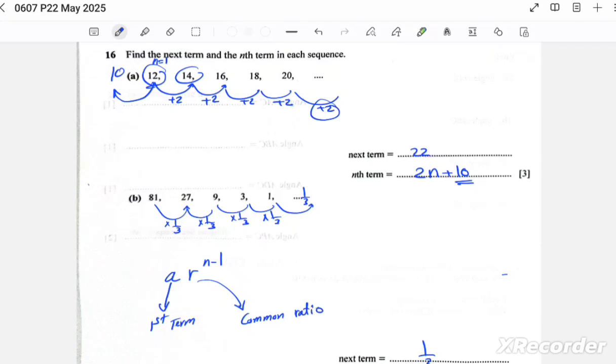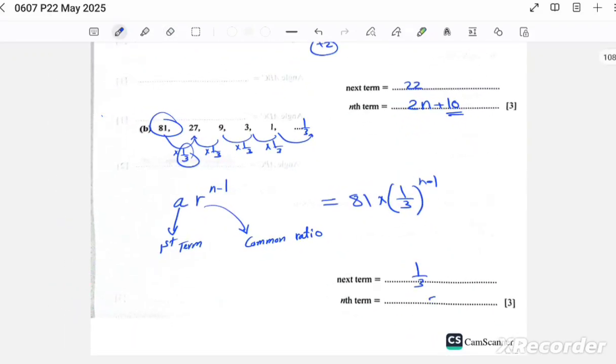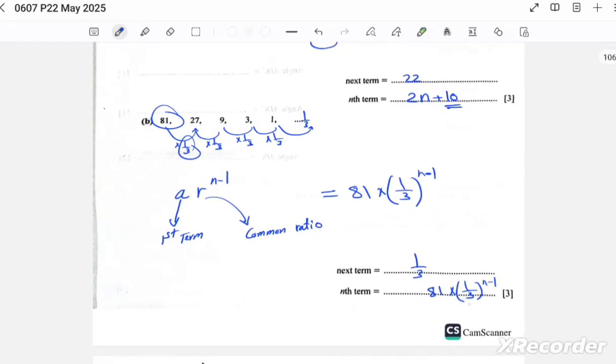Okay, so just, what is the first term? 81. So it's 81 times r. What's r? r, the common ratio. The common ratio here is 1/3, to the power of n minus 1. Okay, so you may write it in this form. So 81 times 1/3 to the power of n minus 1. Okay, if someone else would like to simplify this equation, you may do that.